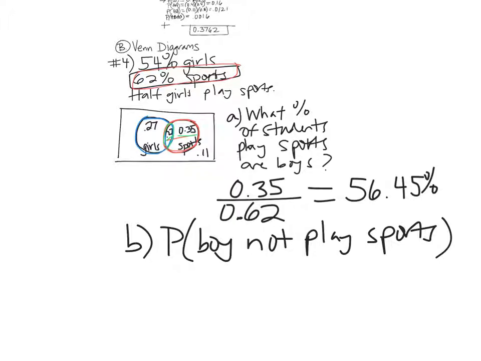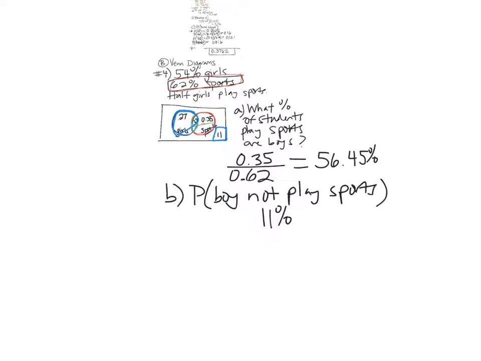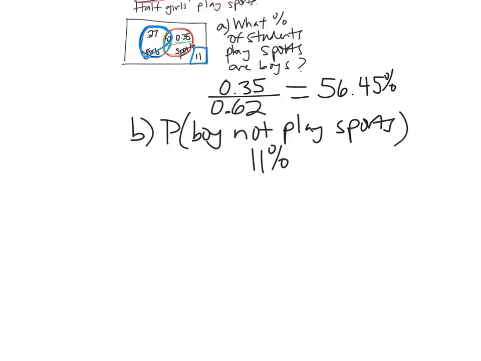It's 11%. Yep, it's 11%. See, these are all the girls. I know you want to do girls and boys, you really do, but you can't here. But these are all the girls. So then the boys that do not play sports are going to be outside of the sports and outside of the girls because they're the boys. So that would be 11%. That would be a lot harder to do without a Venn diagram.